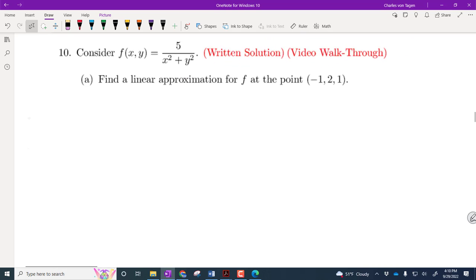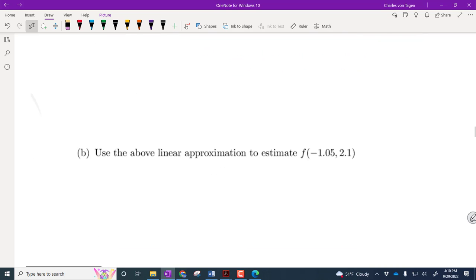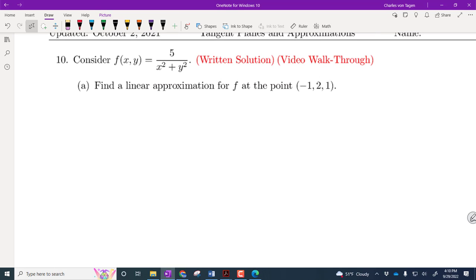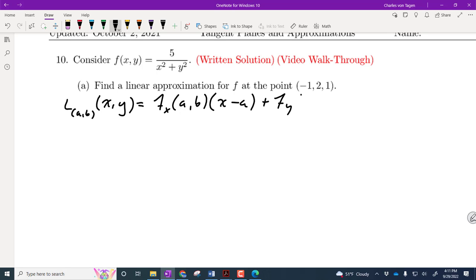So this problem here, and all these have solutions. Let's go ahead and do this problem here. We want to find a linear approximation of the function f at this point. Okay. To be honest, I don't have much else to do other than follow the formula. The formula for the linear approximation at some ordered pair (a, b) of x, y is equal to f sub x of (a, b) times (x minus a) plus f sub y of (a, b) times (y minus b) plus f of (a, b).